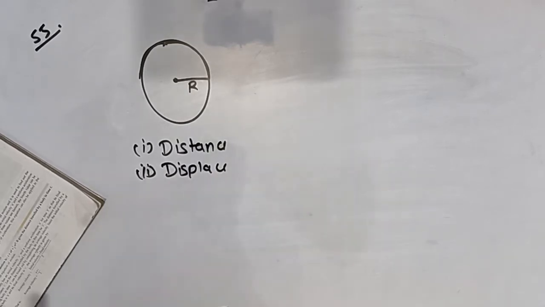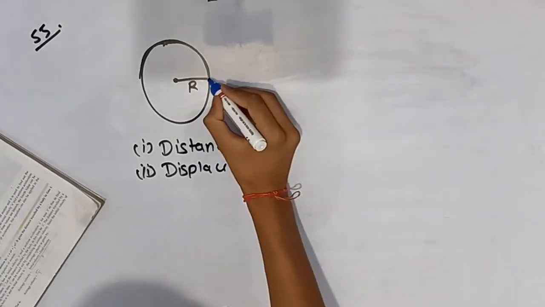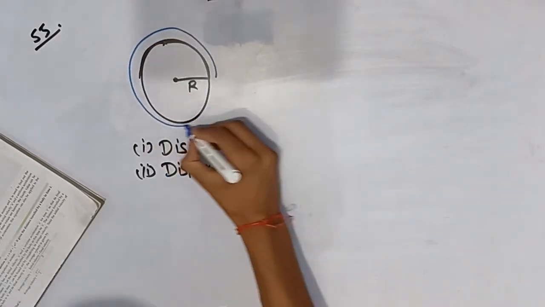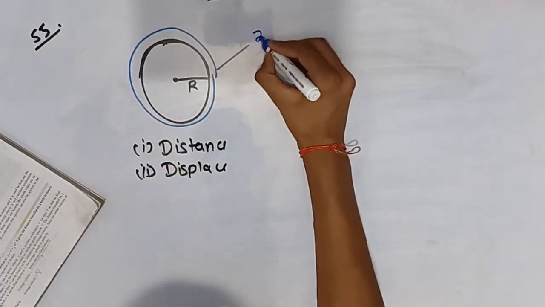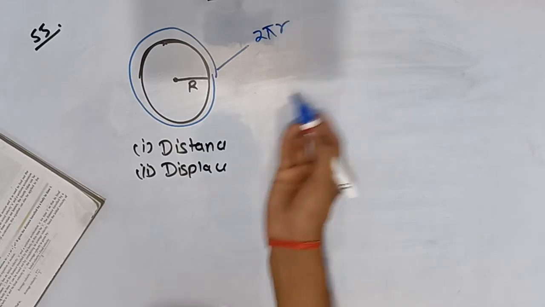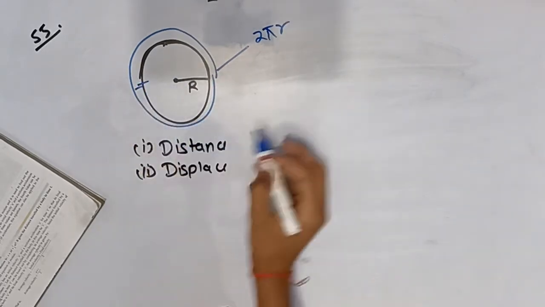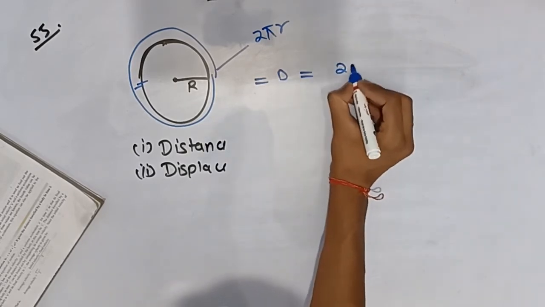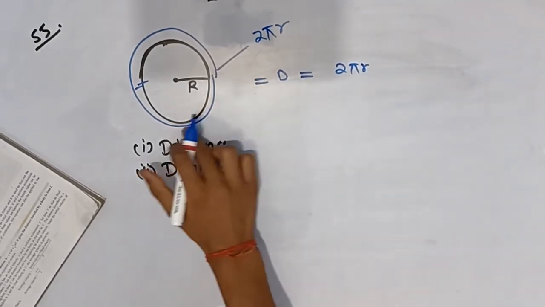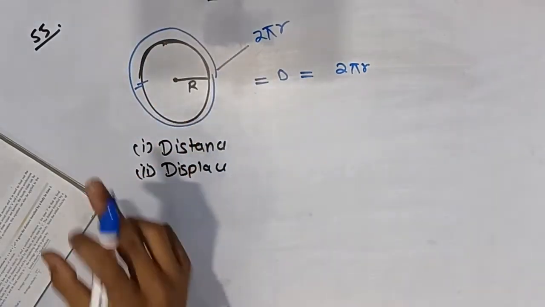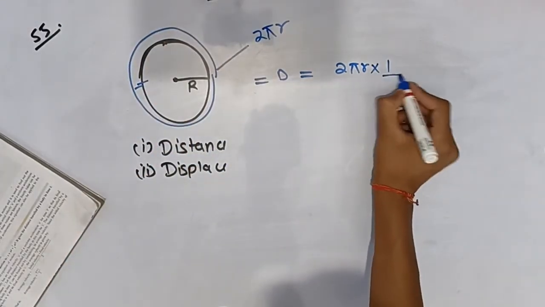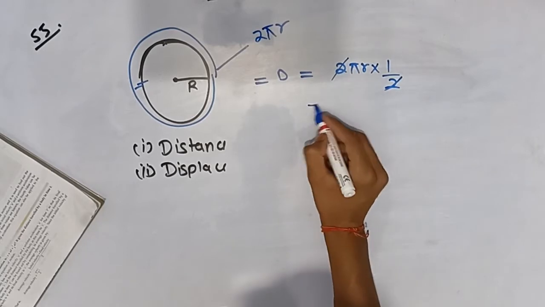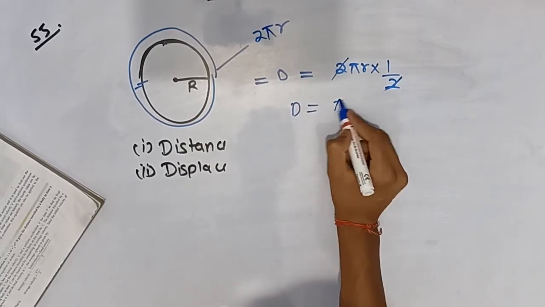If we want the whole circle distance, then we can directly put the circumference formula 2 pi r, but we have to find the half revolution only. So we will say that distance is equal to 2 pi r. Okay friends, it is the distance of the full circle, but we want only the half circle, so we will multiply it by 1 by 2. So the 2 cancels, and our distance will be pi r.